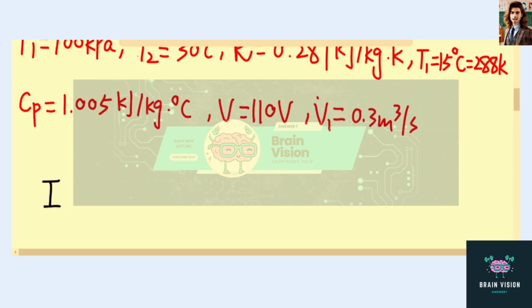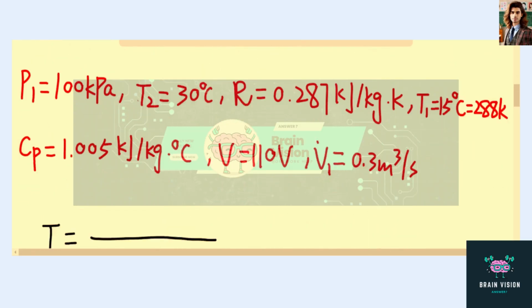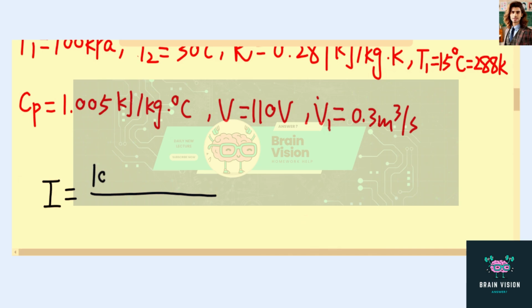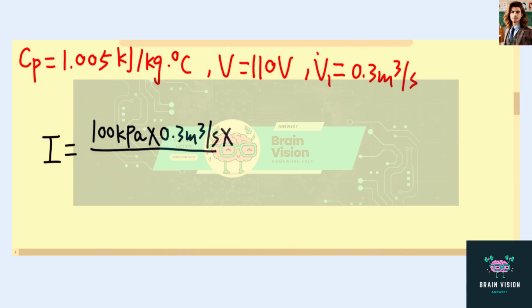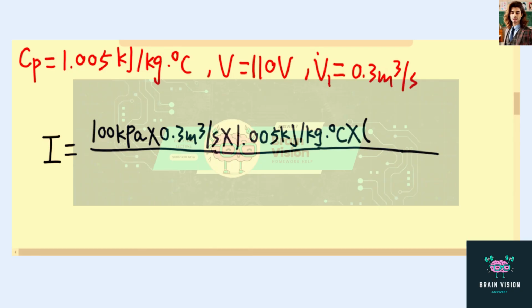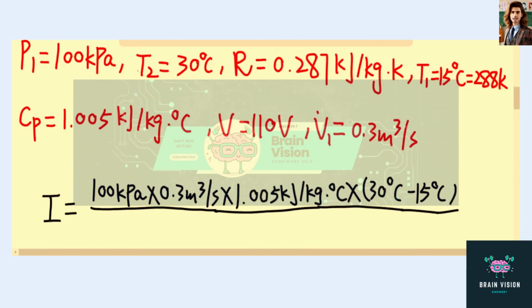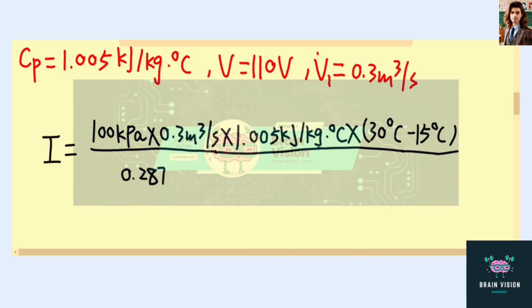So now let's plug back into the equation to determine the current. The current should be equal to P1 V1 dot, which is 100 kilopascal times 0.3 meter cube per second, and then multiplied by Cp, which is 1.005 kilojoule per kilogram times degrees Celsius, and then times the change in temperature, which is 30 degrees Celsius minus 15 degrees Celsius, and then over R T1 V, which is 0.287 kilojoule per kilogram times Kelvin, times the initial temperature in Kelvin form, which is 288 Kelvin, and then multiplied by the potential, which is 110 volts.